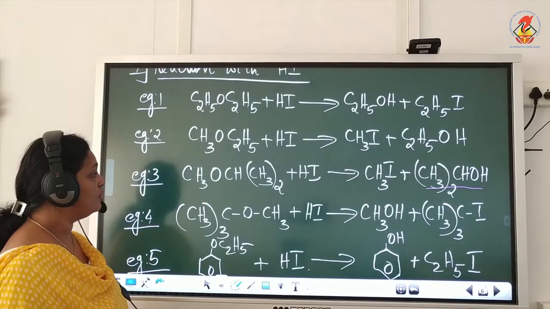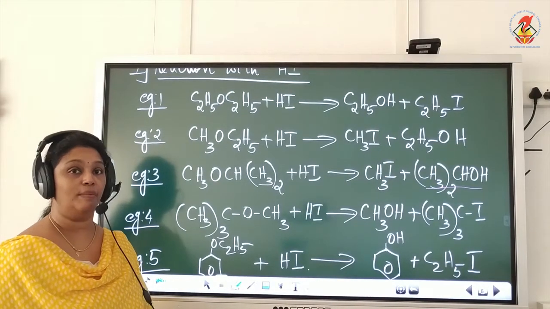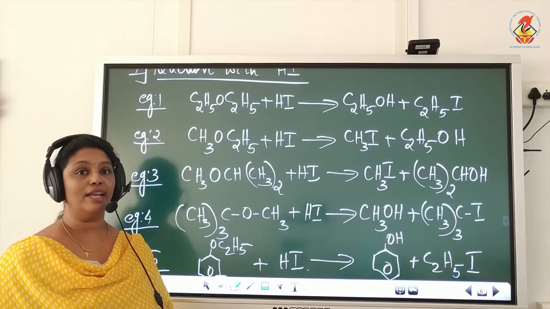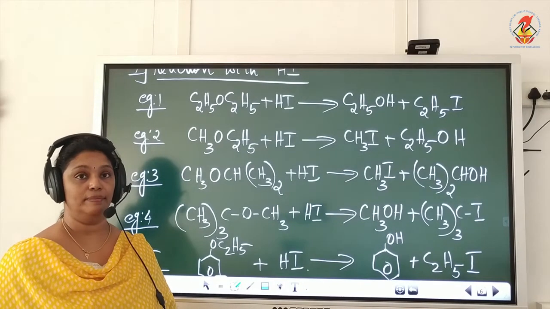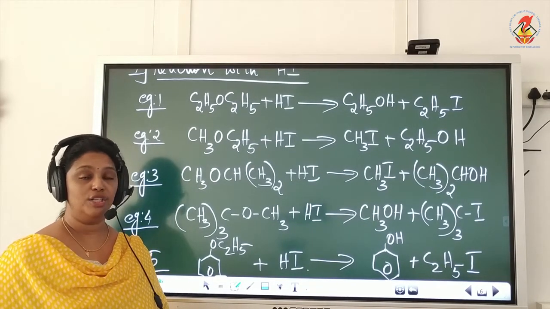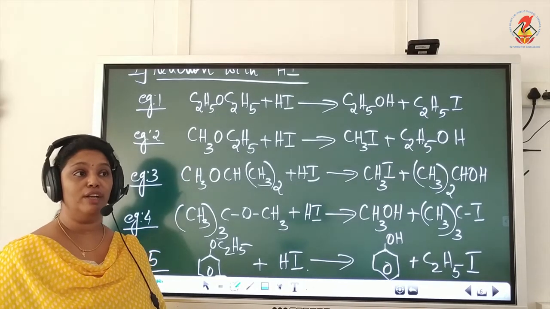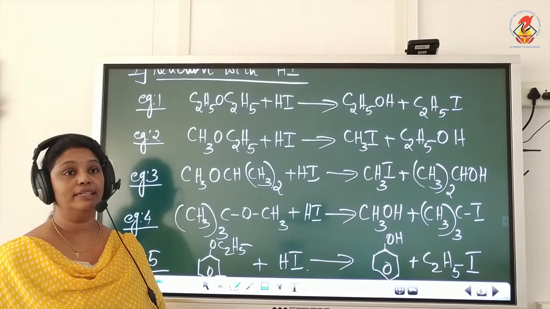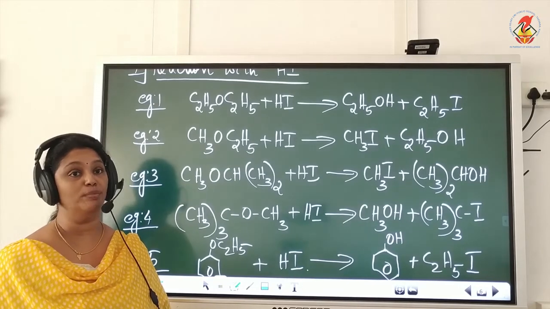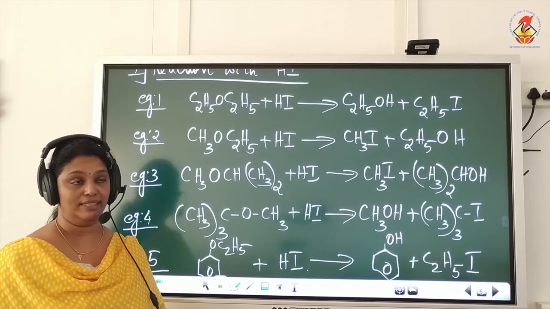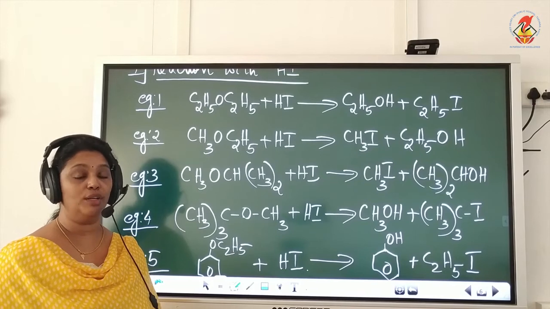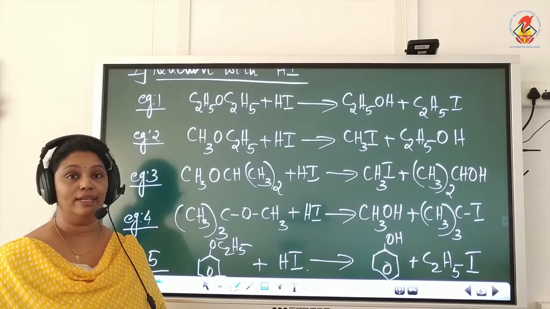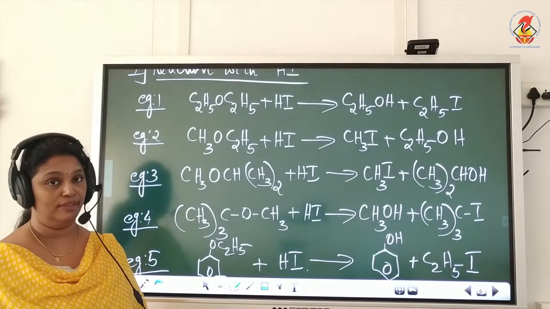Now, these two reactions take place by SN2 mechanism. That is, the reaction of unsymmetrical ether with hydrogen halide, in which one of the alkyl groups is primary or secondary, will take place by SN2 mechanism. That is why we get one product, that is the lower group goes as halide and the primary or secondary alkyl group goes as alcohol.